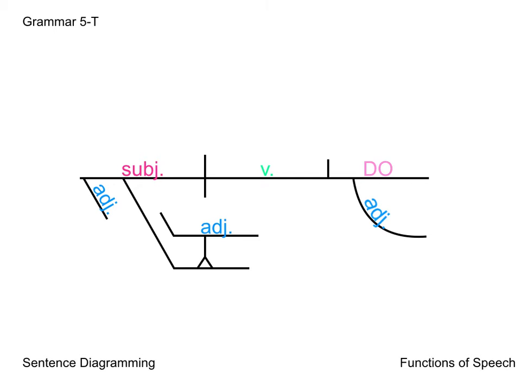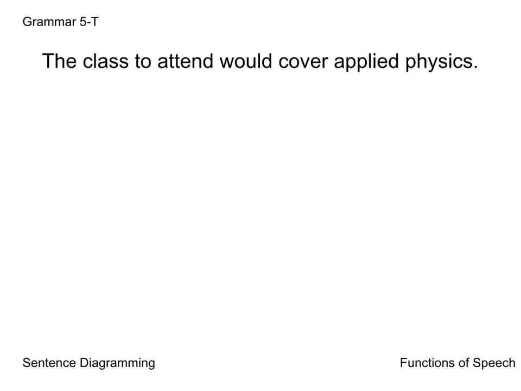So now we have our functions of speech and we can go ahead and fill out with a sentence that's provided for us. So let's look at the sentence first. We have the class to attend would cover applied physics. So first I want to find my subject and verb. It's going to be class as my subject and would cover as my verb phrase. And then we know we have a direct object. What's going to be covered? The physics. Physics is the direct object.